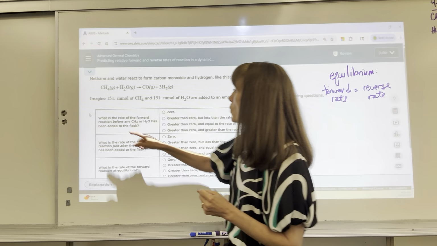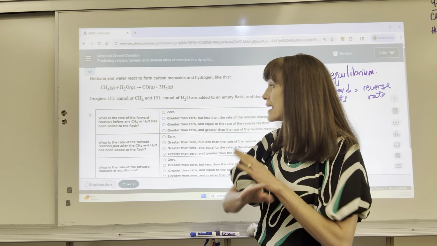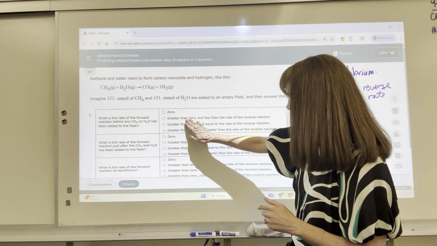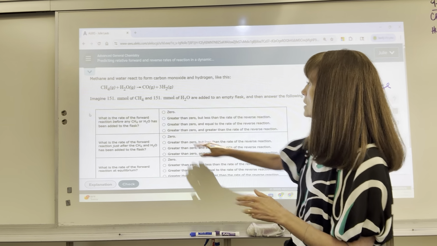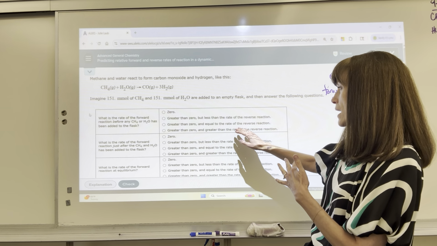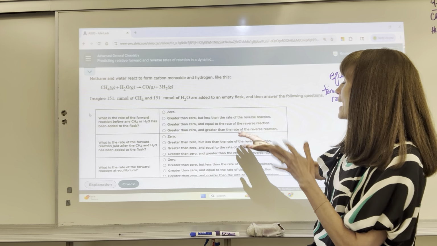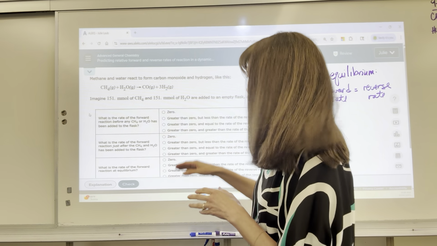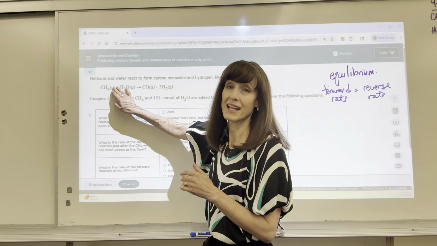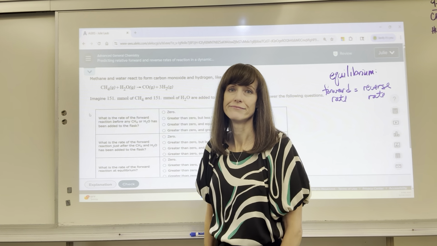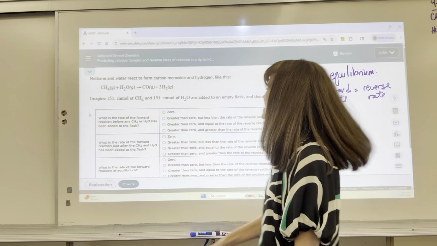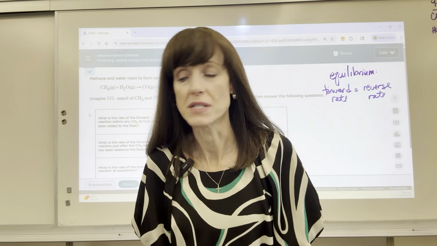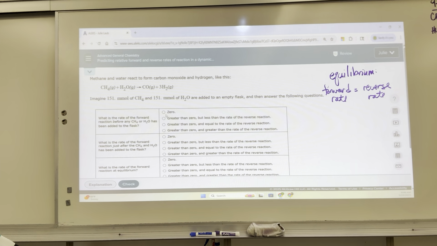Okay, it says, what is the rate of the forward reaction before any of the methane and the water has been added? Our options are 0, greater than 0 but less than the rate of the reverse reaction, greater than 0 but equal to the rate of the reverse reaction, greater than 0 but greater than the rate of the reverse reaction. Here's what's special about the empty flask. If you just have the empty flask, we haven't added any of that methane and water to it, guess what? There's no reaction. And so the answer on this is 0. And this is the only time that you can put 0, is when you have that empty flask. So I'm going to put 0.